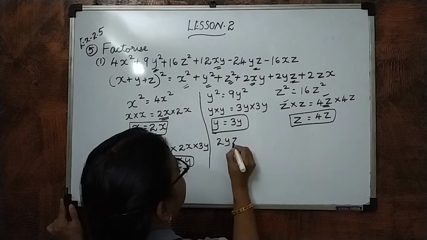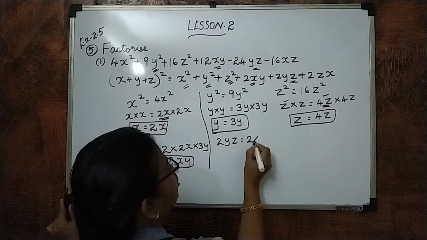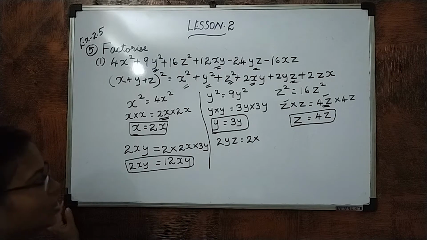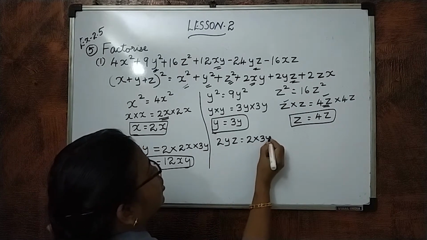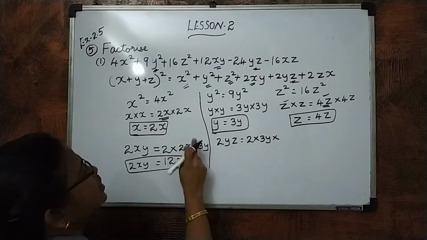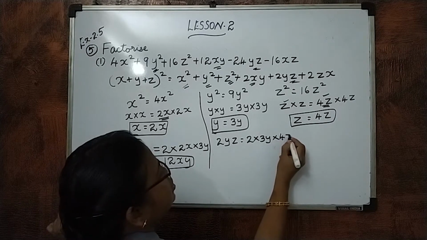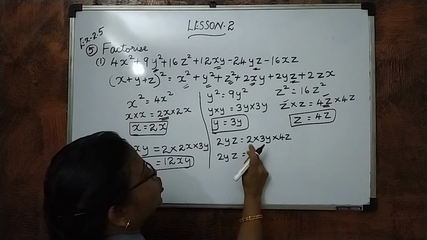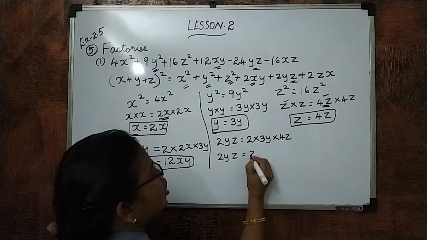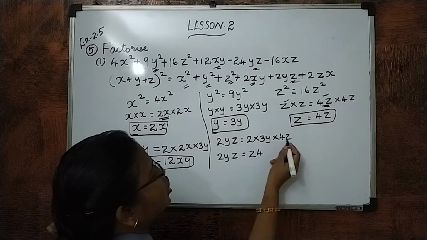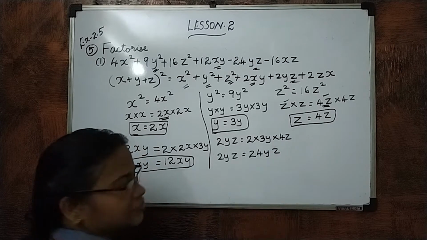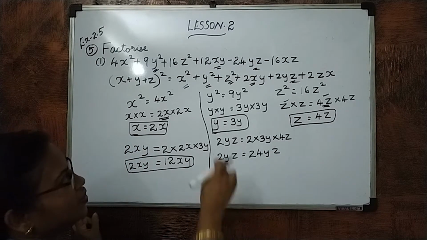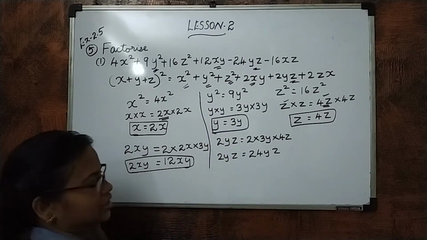2y, what is it? It is 2 into, what is y? Y is 3y. Into, what is z? Z is equal to 4z. So 2yz is equal to 2 into 3, 6, 6 4s are 24, y into z, yz. Clear? Then one negative sign, that we will discuss later.